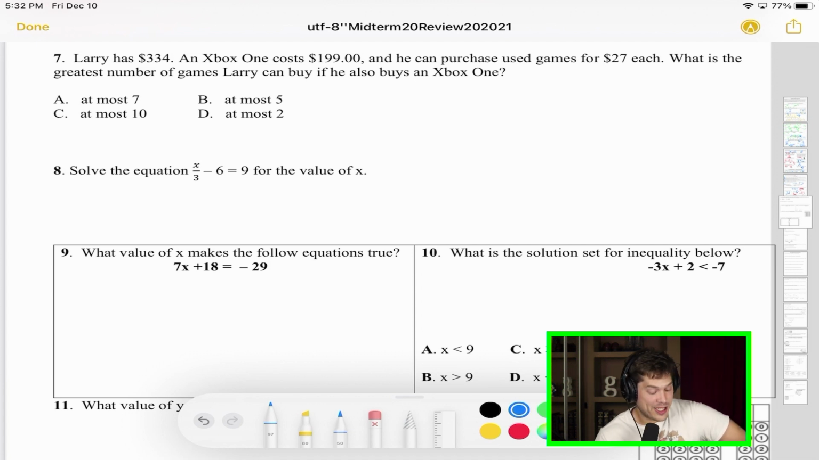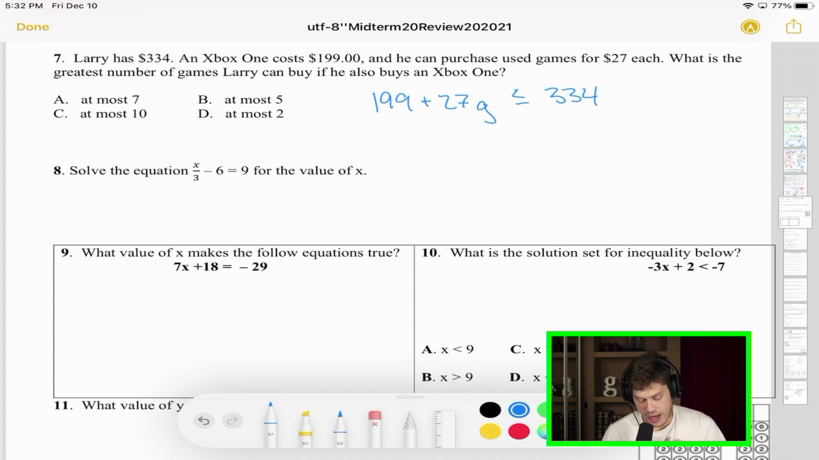So he can get an Xbox One for $199, and he can purchase used games for $27 each. What is the greatest number of games Larry can buy if he also buys the Xbox One? This is one of our inequalities. So we have $199 for the Xbox One plus $27 times the number of games. And this has to be less than or equal to the total amount of money he has, $334.